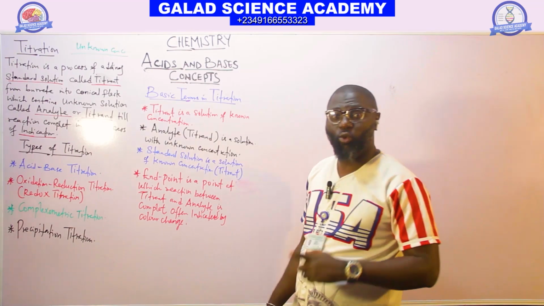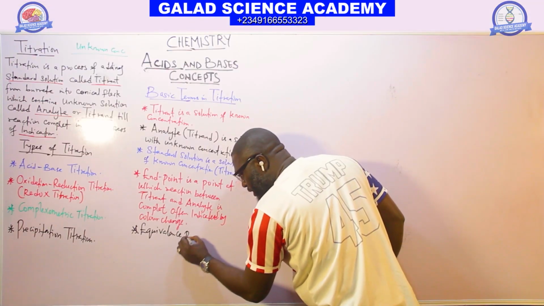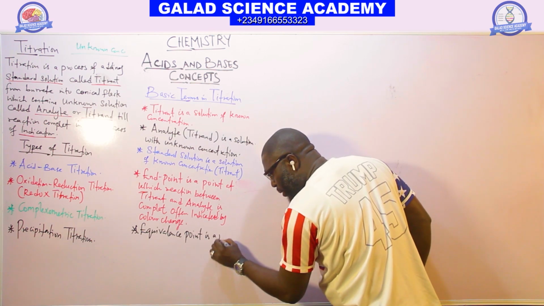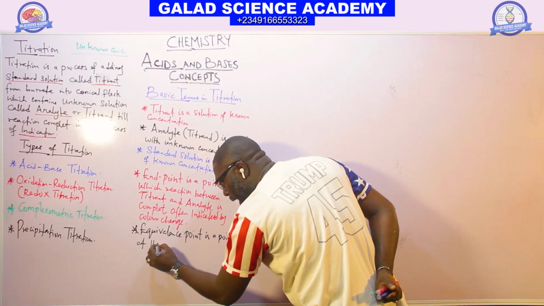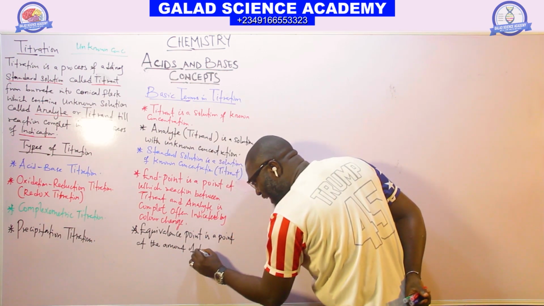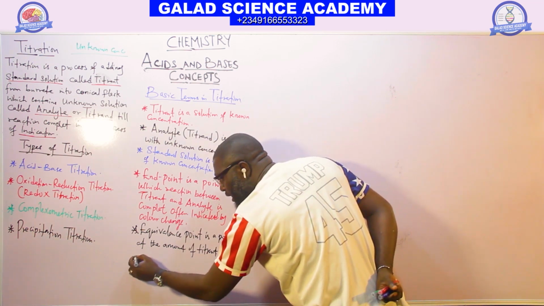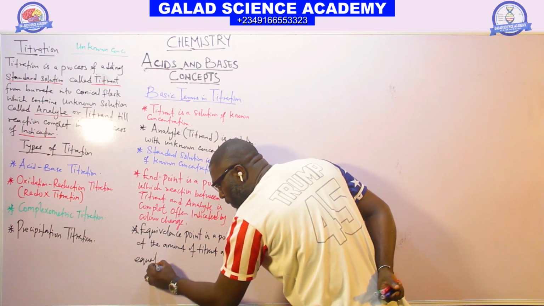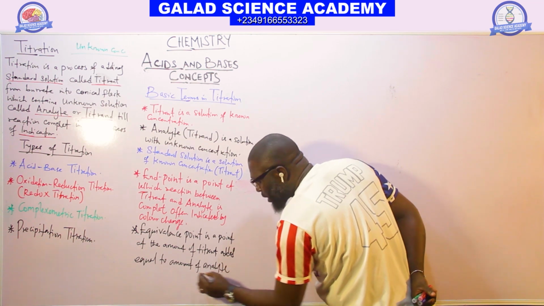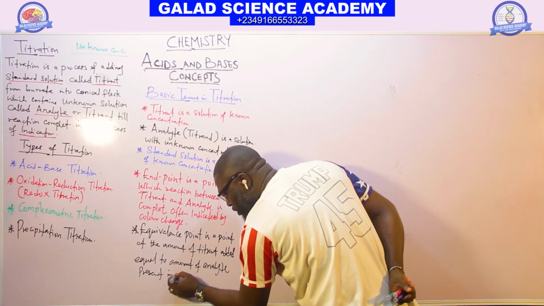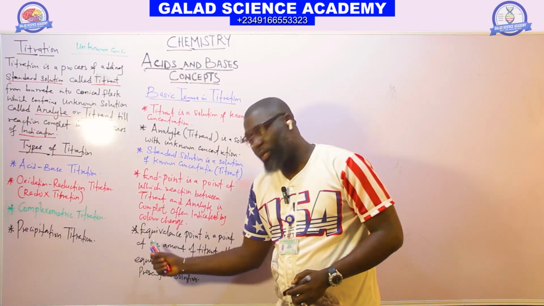The next one is equivalent point. It is a point at which the amount of titrant added equals the amount of analyte present in the solution or in the titration. So end point and equivalent point are not the same.